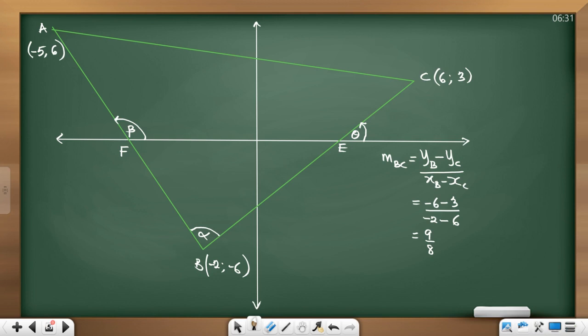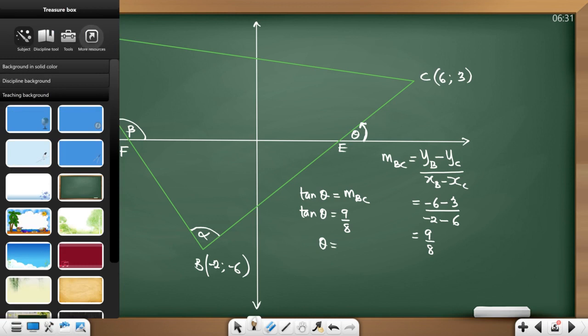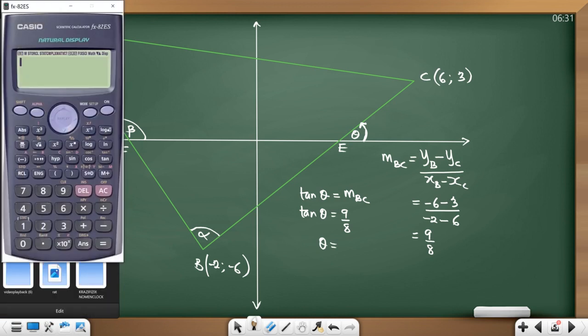Now check. I want to then get theta. Then I'm going to reverse this whole situation. I will say tan theta. Please, you have to measure and see which line. This is line BC. So tan theta equals what? The gradient of which line? Because theta is connected to BC. So tan theta equals 9 over 8. What is my theta? I will then be looking for the arctan of that. Then we would reverse the whole situation now. So arctan of 9 over 8. And what's the value?